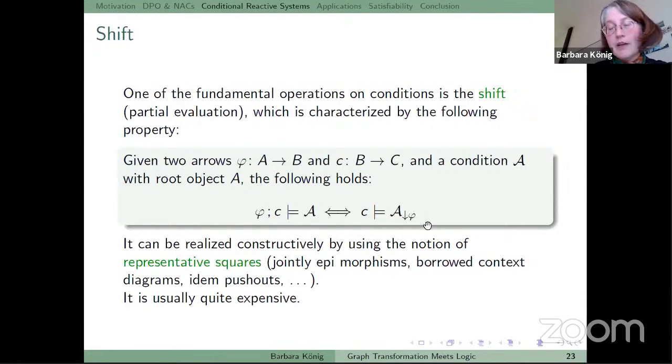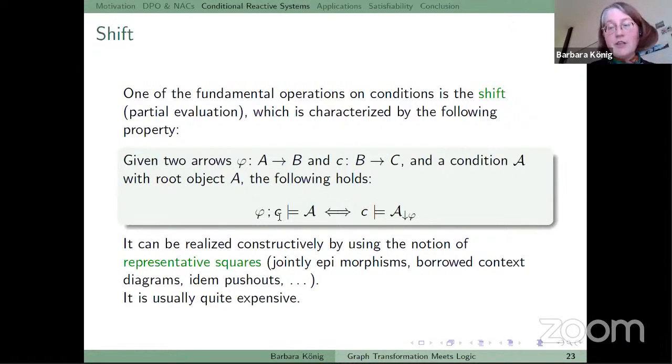How do you characterize this condition? It's a condition with root object B, and it should satisfy the following. If phi composed with some C, where this semicolon is just composition, as we had before, satisfies A, this is equivalent to C satisfying A shifted over phi. What does this mean? It means that we have this condition A, and now we want to view it in a context where we already know that every one of my arrows on which I want to interpret this condition starts already with phi. So we can change this condition in such a way that we only check it on C, and it holds on C if and only if it would hold if we prefix C with the phi.